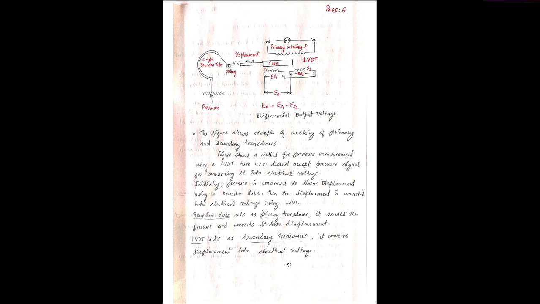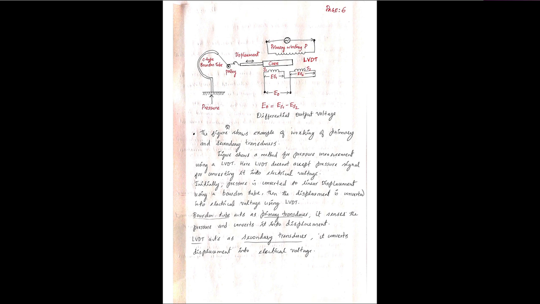Both will be incorporated together. In the primary transducer, the physical quantity to be measured will be converted into a mechanical displacement, and in the secondary transducer, this mechanical displacement output produced by the primary transducer will be fed as input and converted into the desired electrical form. Okay, now we will see.